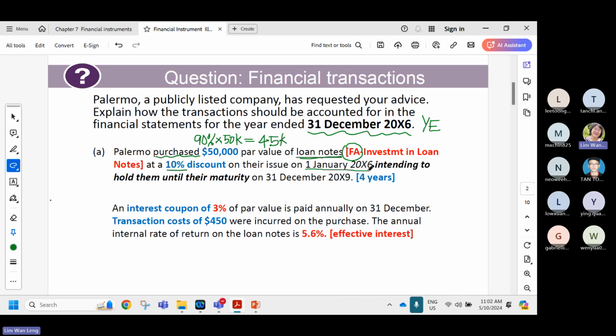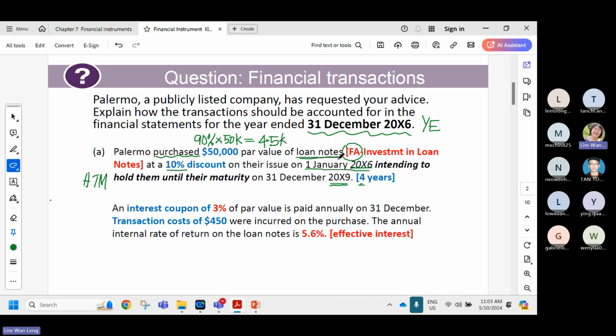1st January 20x6. That means at the beginning of this current financial year, intending to hold them to their maturity on 31st December 20x9. So you bought it on 1st Jan x6. So x6 is 1 year, right? x6, x7, x8, x9. That means it's a 4 years maturity date. Okay, and you intend to hold them to maturity. So this is your held to maturity.